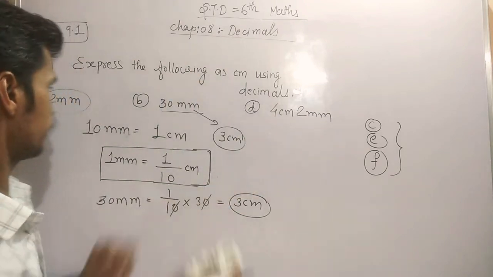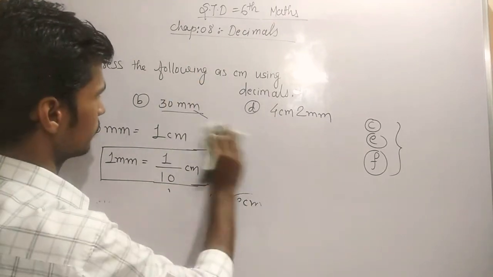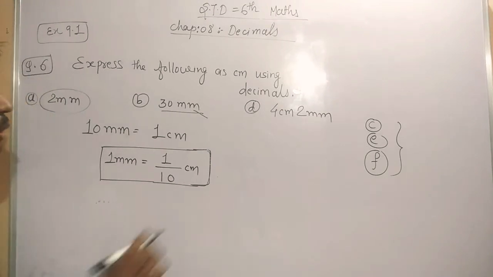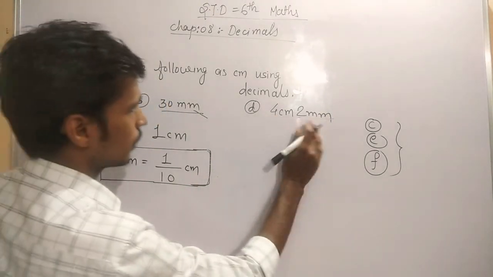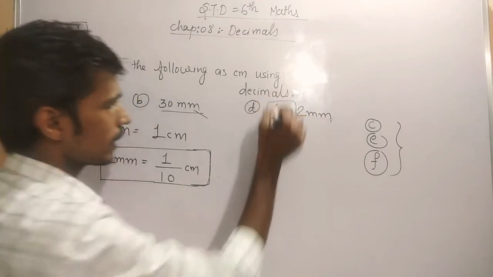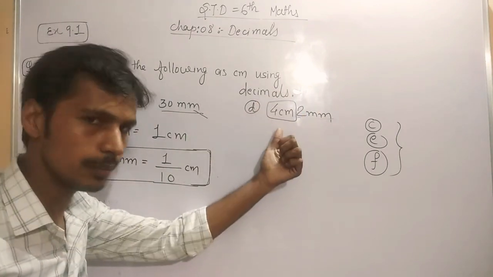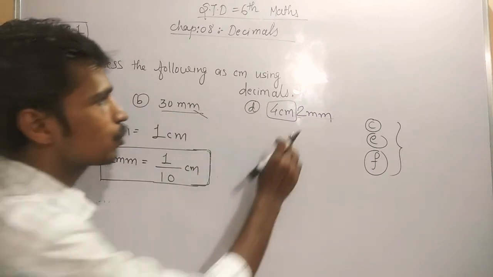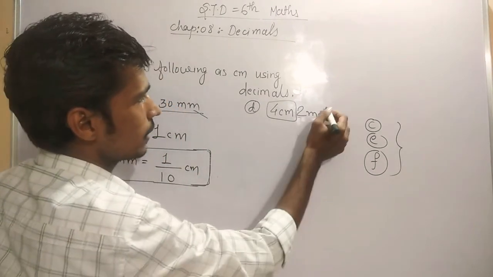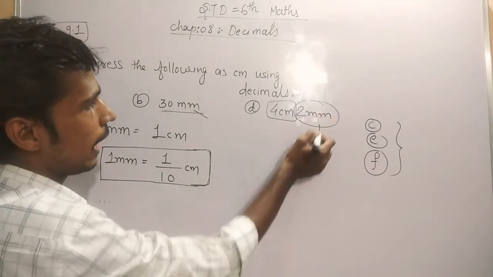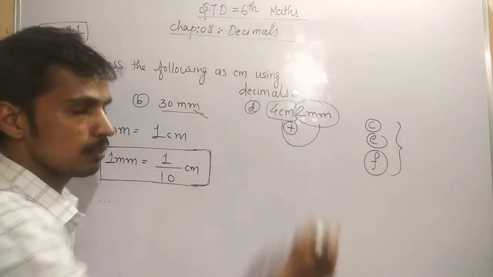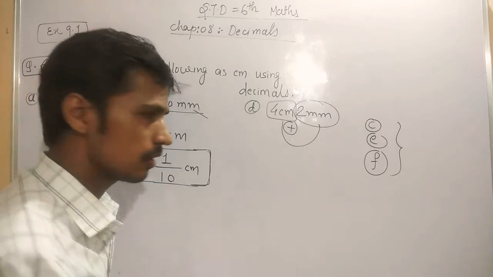Let us see the next sum. Here student, 4 centimeter and 2 mm. Now student, 4 centimeter is already in centimeter, and we have to change only 2 mm into centimeter. Then we will add both numbers, then we get the answer in centimeter.